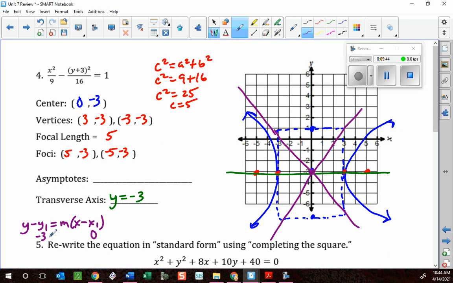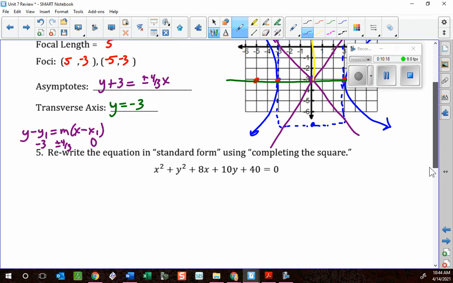And then the slope, I just have to go to my graph and count. Well, my slope is my rise over my run. So that would be 1, 2, 3, 4, 1, 2, 3. It has to do with these numbers right here, right? So 4/3. And remember, it goes plus or minus. So my asymptotes are going to be y plus 3 equals plus or minus 4/3 times parentheses x minus 0, but we don't have to put minus 0, so we'll just put x.